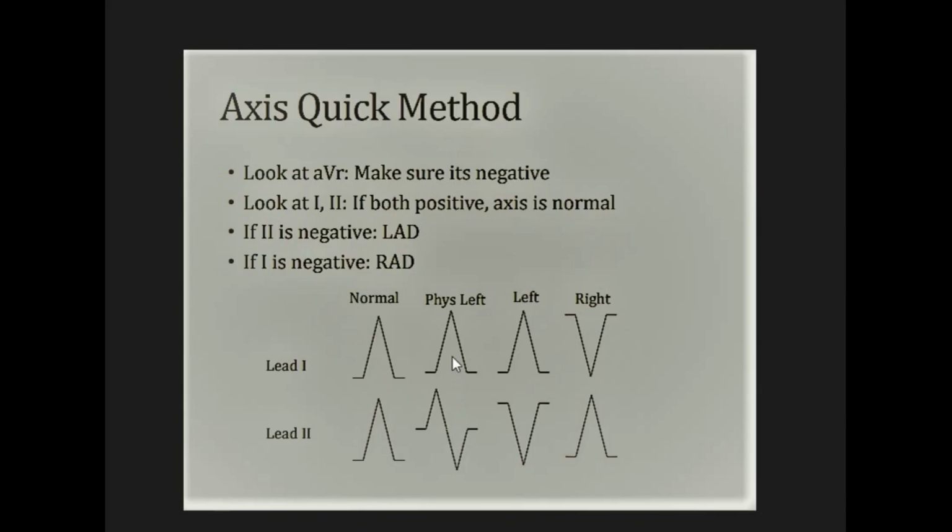If you have got lead 1 positive and lead 2 is half positive and half negative, then this is physiological left axis, and this is not deviated left axis. This is simple physiology. It can happen in certain situations. Now if you have got positive lead 1 and negative lead 2, this is left axis deviation, and similarly if you have got negative lead 1 and positive lead 2, then it is right axis deviation.